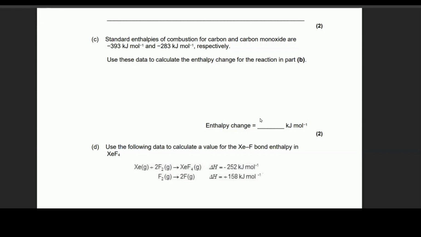So what I need to do is write out the reaction from part B, which was, what was it? C plus half O2. I'm not going to use the state symbols, guys, because it's just long for me to draw them out. Okay, so they want us to work out the enthalpy change here, and they've given us the enthalpies of combustion. So if you burn carbon, you're going to make carbon dioxide, right? And if we burn carbon monoxide, we're going to make carbon dioxide.